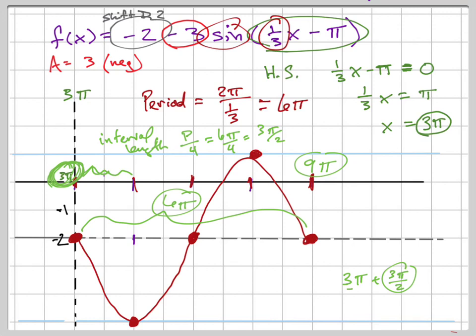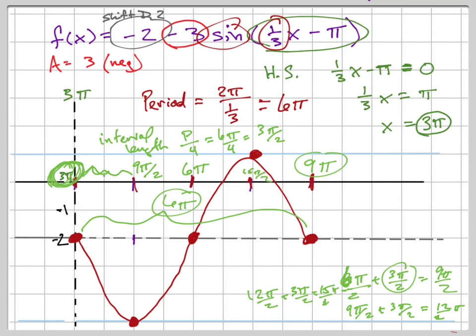Got it? 3 pi is the same as 6 pi over 2. Get common denominator. So that's 9 pi over 2. Okay. So this value right here is 9 pi over 2. And then add that again. 9 pi over 2 plus 3 pi over 2 equals 12 pi over 2, which is the same as what? 6 pi. And then add it again. 6 pi is like 12 pi over 2 plus 3 pi over 2, which is 15 pi over 2. So that's 15 pi over 2. And you're done.